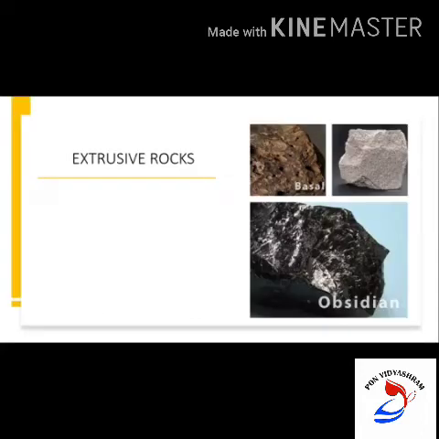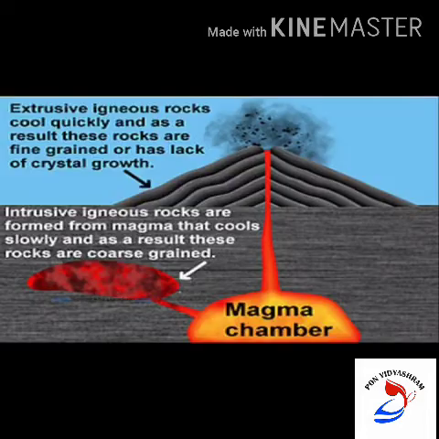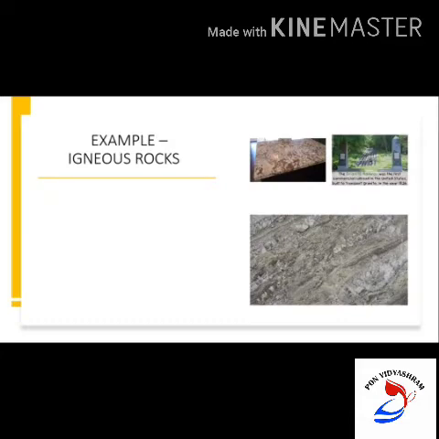Extrusive igneous rocks. The rocks that cool on the surface of the earth are called extrusive igneous rocks. These rocks are also known as volcanic rocks. Due to rapid cooling, the crystals are fine-grained. Basalt is an example of such a rock. The Deccan Plateau of India is made up of basalt rocks.